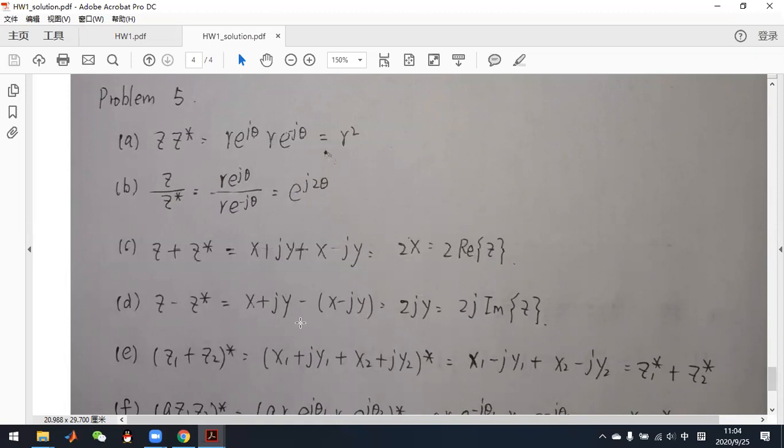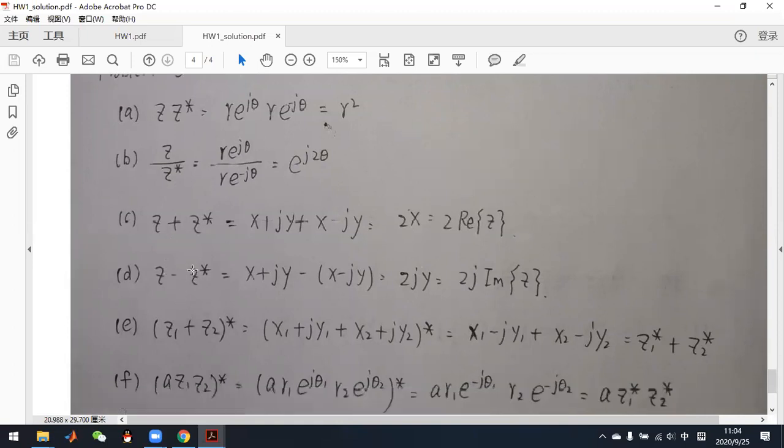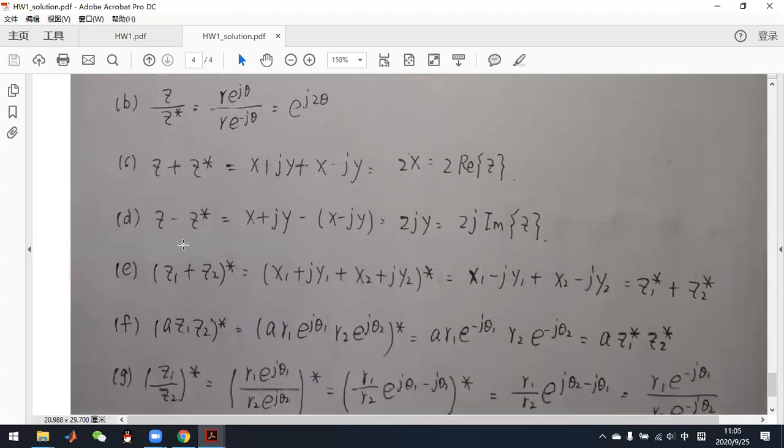And this one, z minus z conjugate, we also use the rectangular form, x plus jy minus x minus jy. It is 2jy. And y is the imaginary part of z, so it is equal to 2j times the imaginary part of z.